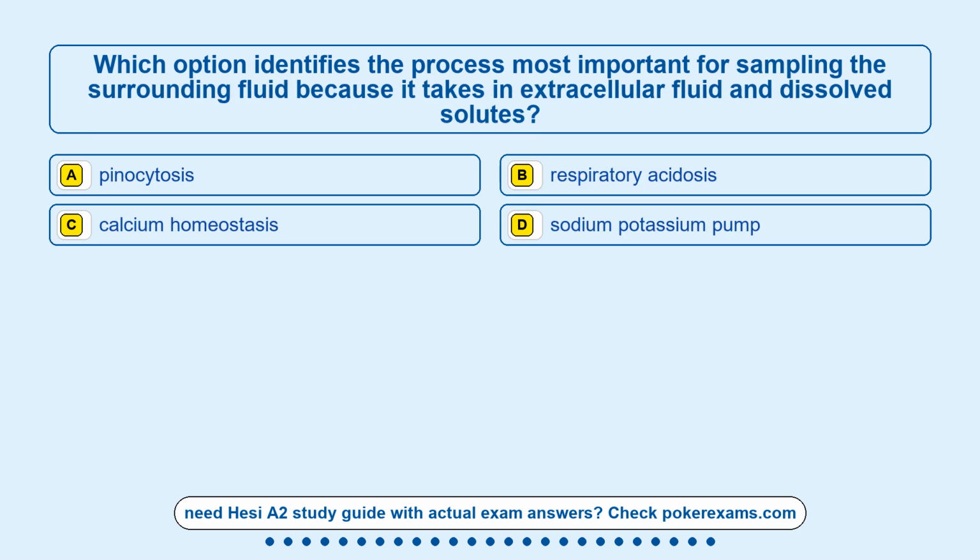Question 16. Which option identifies the process most important for sampling the surrounding fluid because it takes in extracellular fluid and dissolved solutes? Option A, pinocytosis. Option B, respiratory acidosis. Option C, calcium homeostasis. Option D, sodium-potassium pump. The correct answer is option A, pinocytosis.